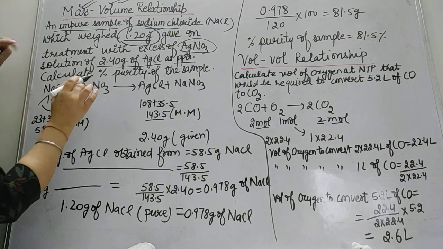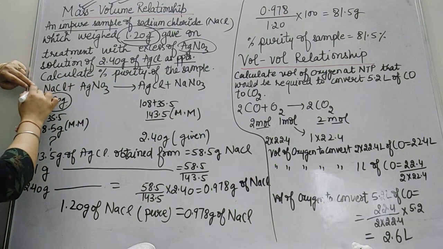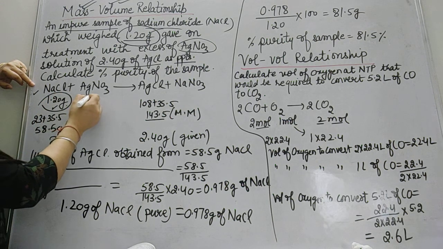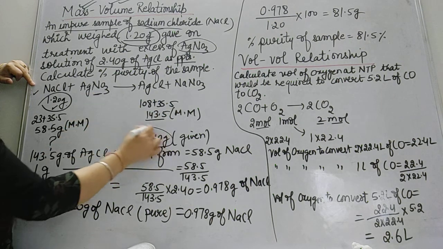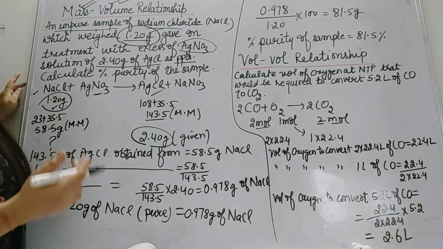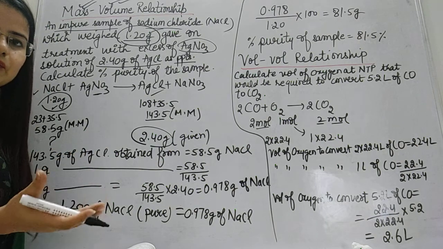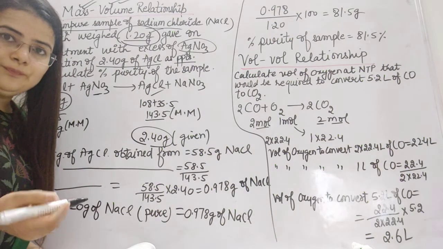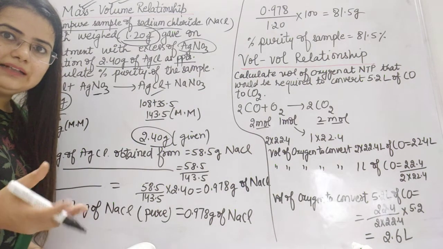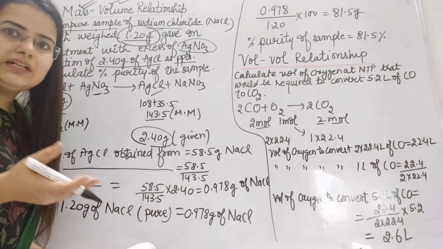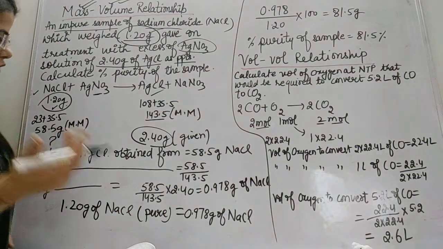What the question says: sodium chloride whose weight is 1.20 gram gave, on treatment with excess of silver nitrate solution, 2.40 gram of silver chloride as precipitate. So we need to calculate the percentage purity. You all know that when you have to calculate the percentage purity, you need to know the total weight and the weight of the component whose percentage is to be calculated, divided by the total and multiplied by 100.